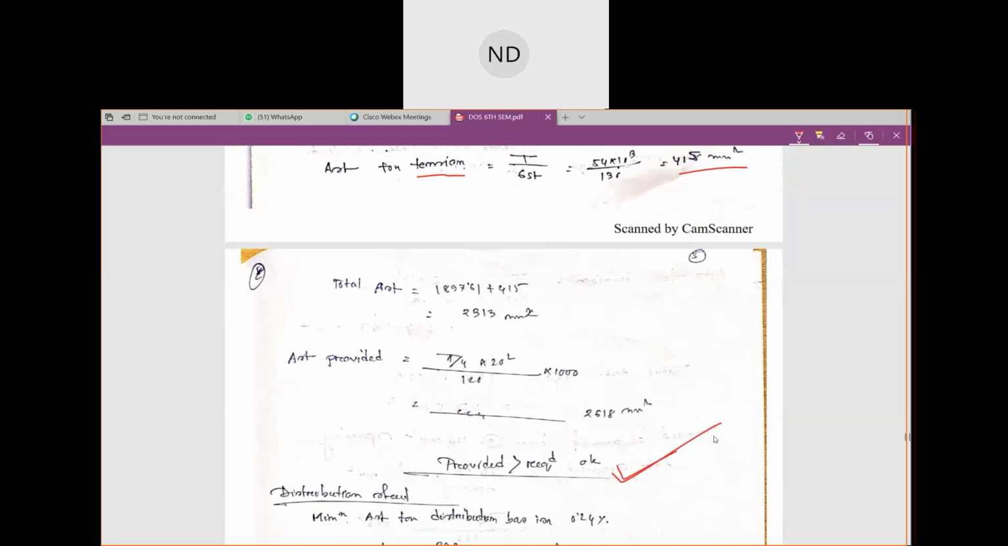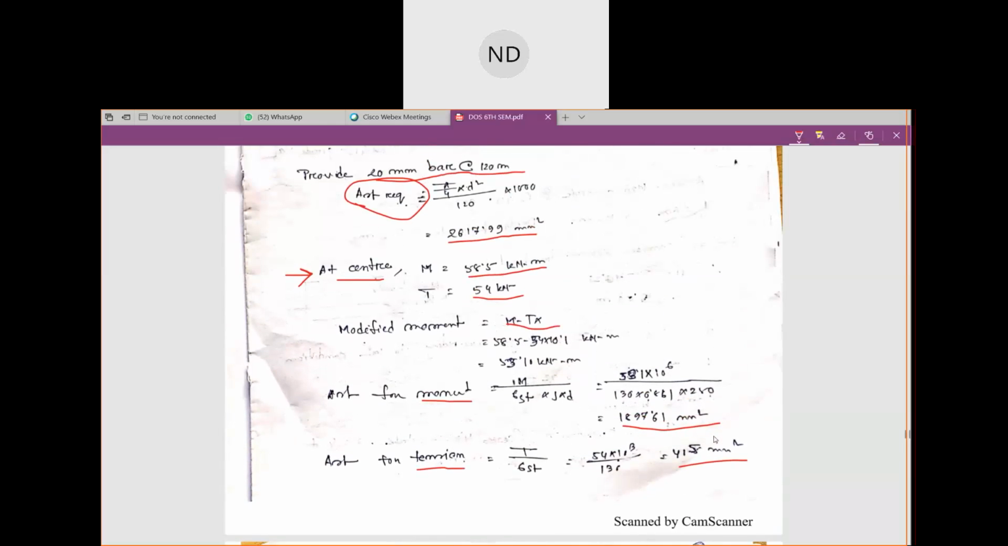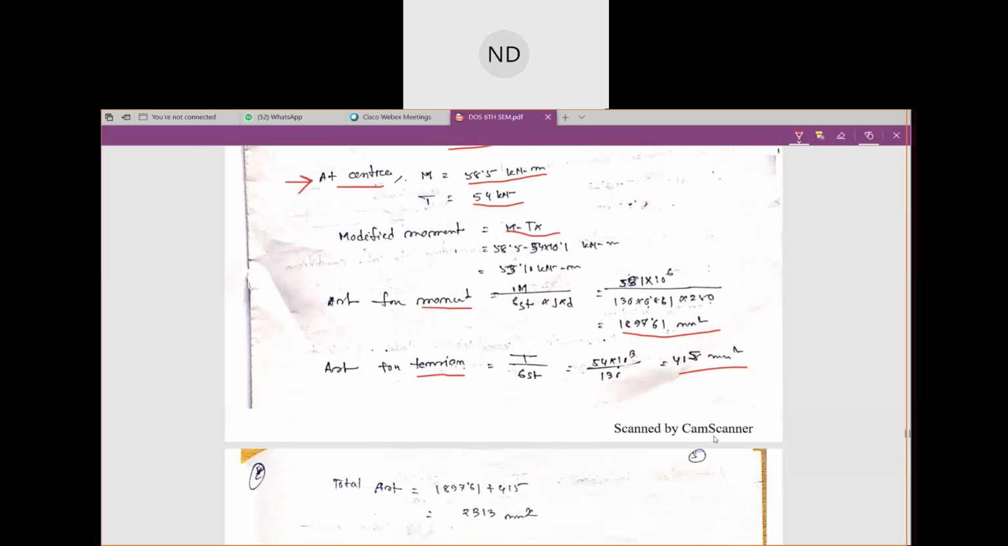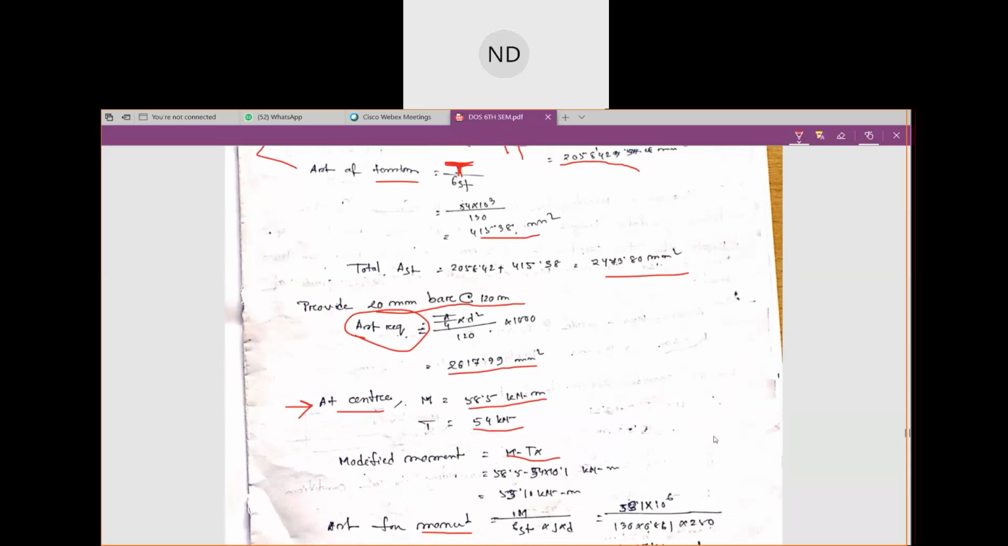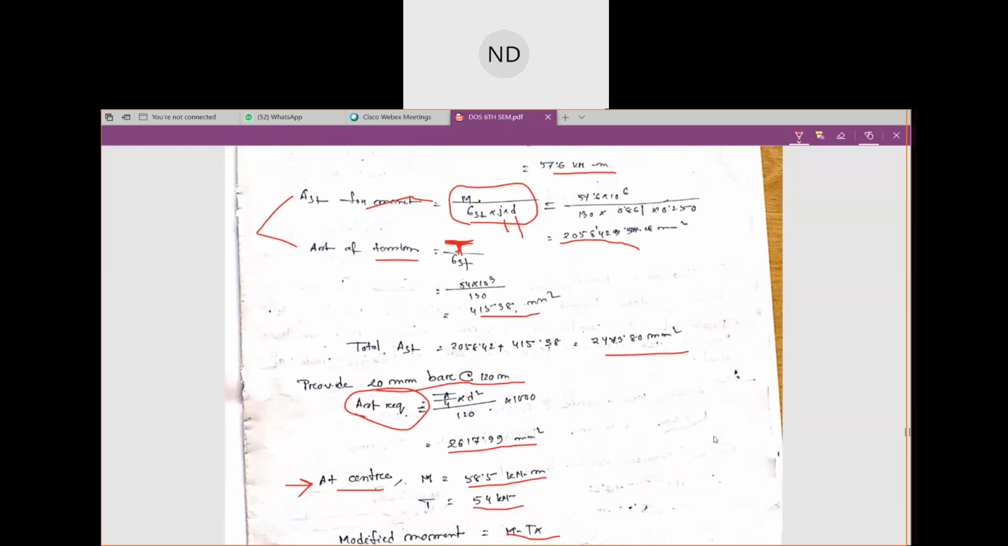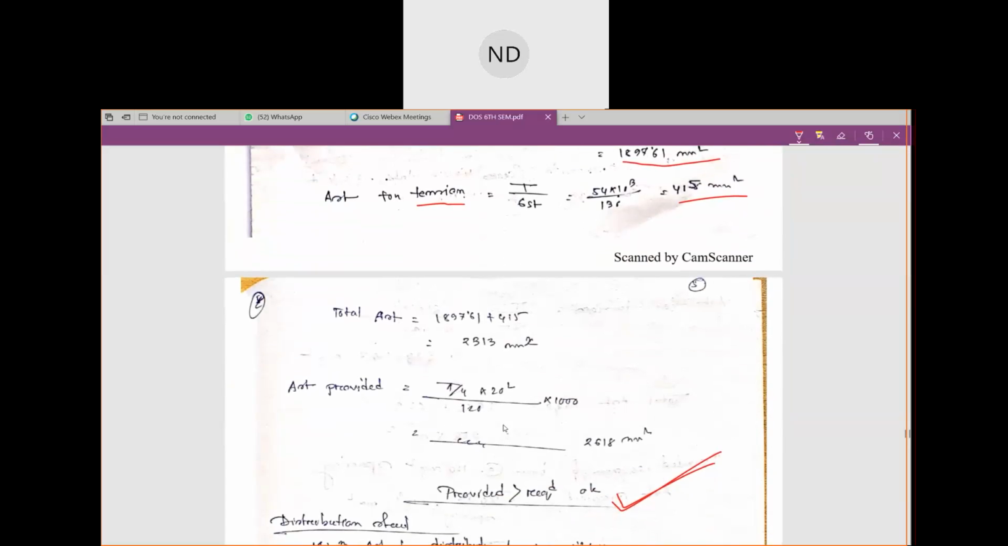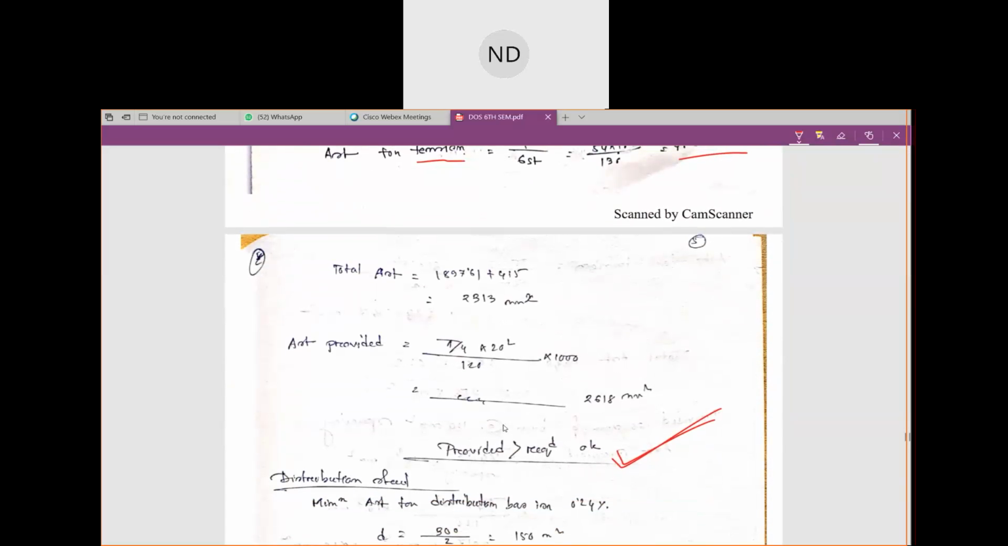If our provided area of steel had been less than the required, then what we could have done is change the diameter of the bars and the spacing, and check again whether the requirement is fulfilled or not. Okay, so in this way we have provided the area of steel.